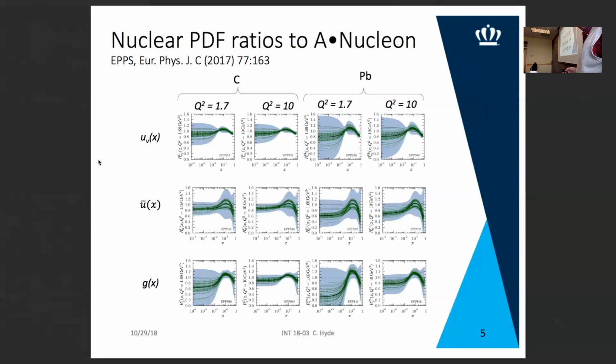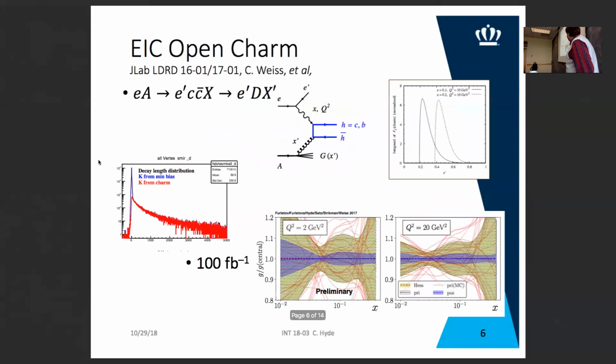Well, for the gluons, it's compatible with zero. For gluons, we don't know. There is no experimental data for gluons. Well, that's why we want to shrink these error bars with the EIC. Okay, so how can we shrink those error bars with the EIC?